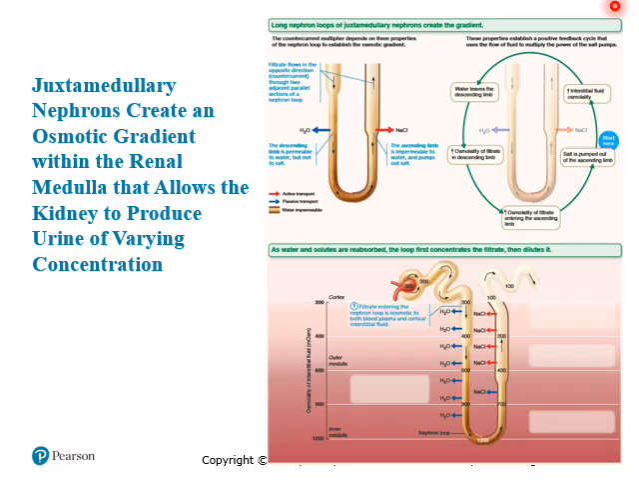The descending limb, in this section, is highly permeable to water, just like what I mentioned, but relatively impermeable to solute. As the filtrate travels down into the hypertonic medulla, the water moves out via osmosis, thereby concentrating the filtrate. The filtrate entering the nephron loop is isosmotic to both the blood plasma and cortical interstitial fluid.